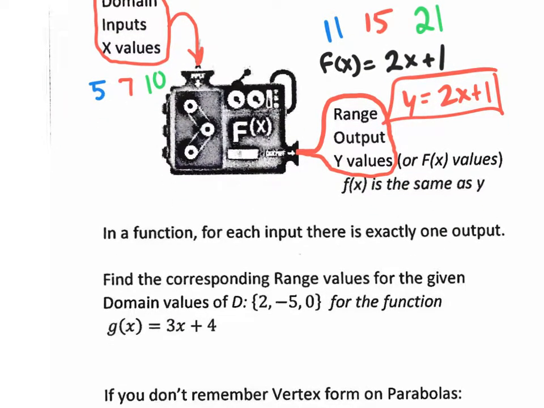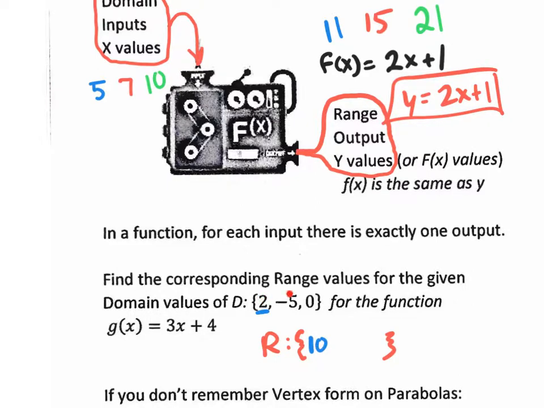So they want the corresponding range values, so you're going to say R. You're going to do that funky little bracket thing. And for the 2, let's do this together right here. 3 times 2 is 6, plus 4 is 10. So when you plug in a 2, you get out a 10. So notice the 2 is first, the 10 is first. That's what's corresponding. So the 10 corresponds to the 2.